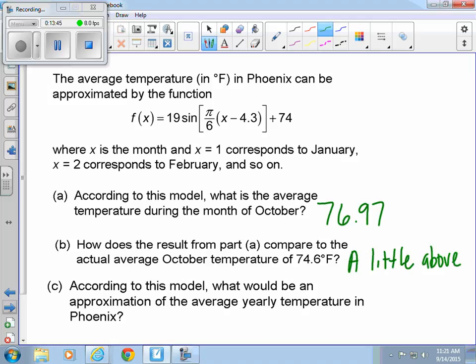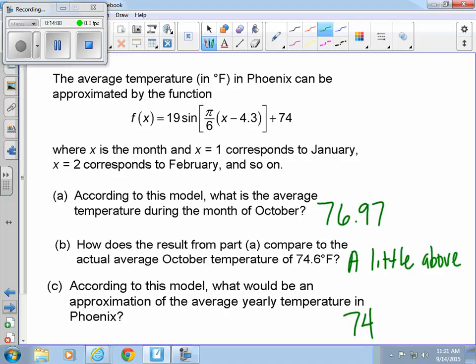Where's the middle? See, it goes up 74. Right. Wouldn't the average yearly temperature be 74? How did I know that? I didn't draw a picture. How did I know that? Even at the lowest point, it'll be 74.